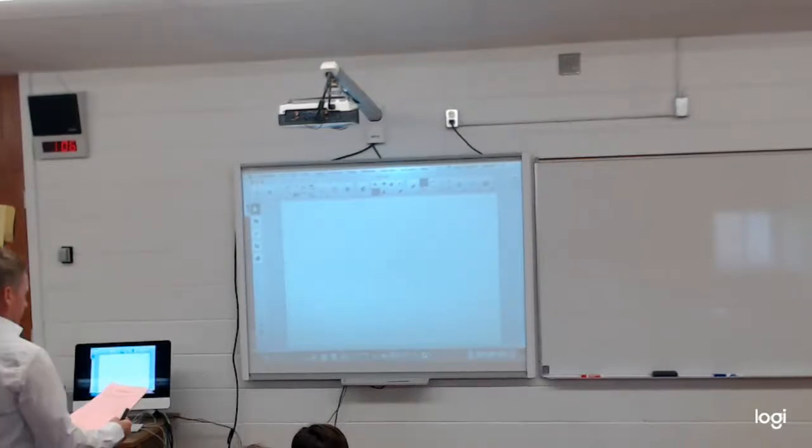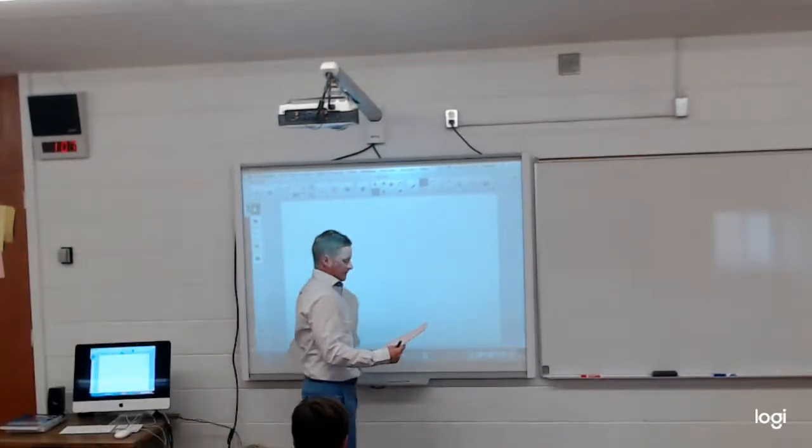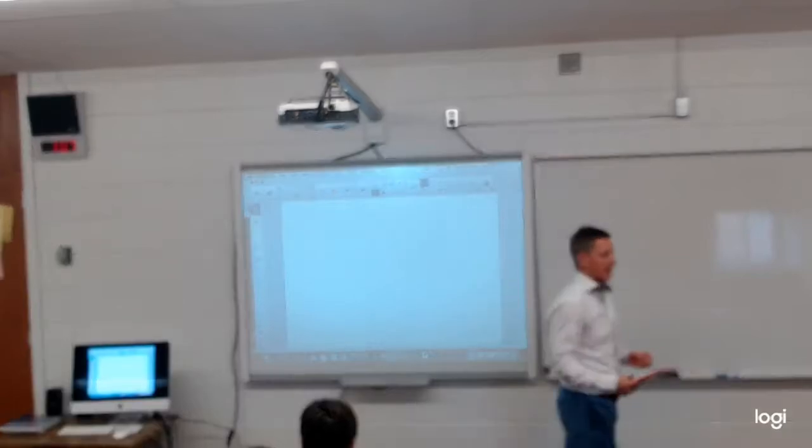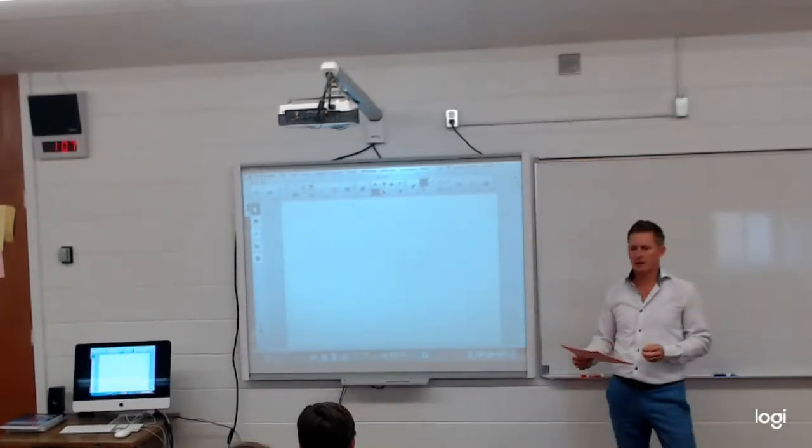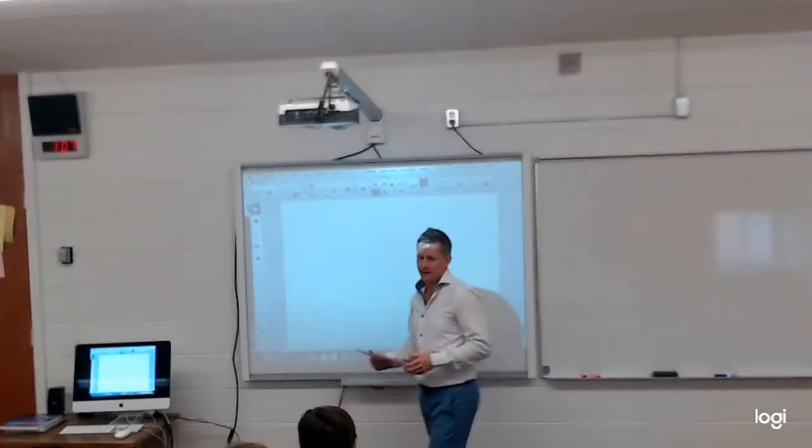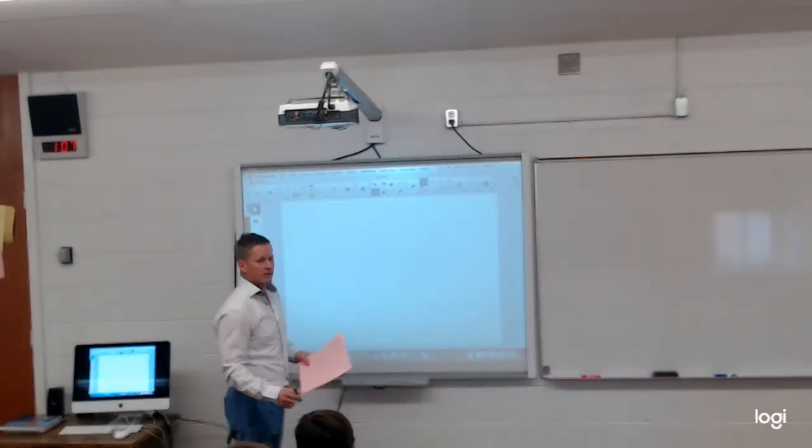Area measurement of a square. Determine the area of each square. 3 centimeters is the length of one side. What does that mean the other three sides are? 3 as well. So then to find the area of it, what do we do? 3 times 3.